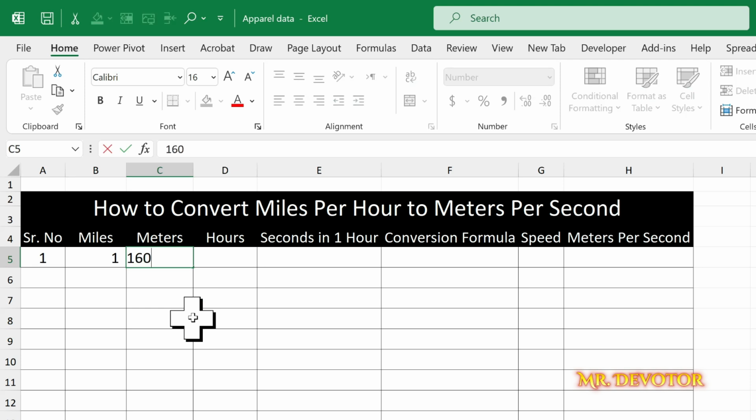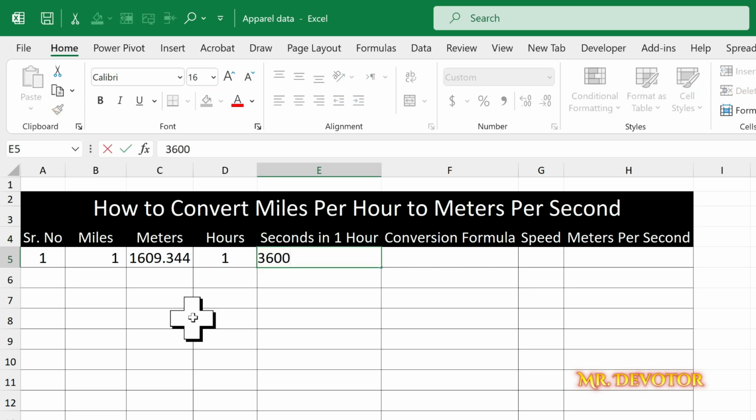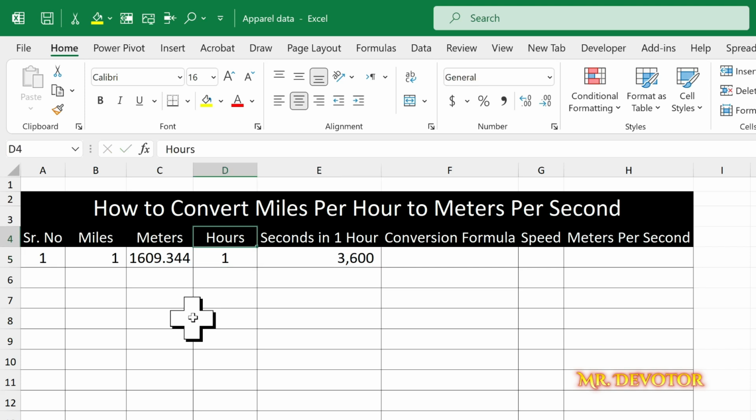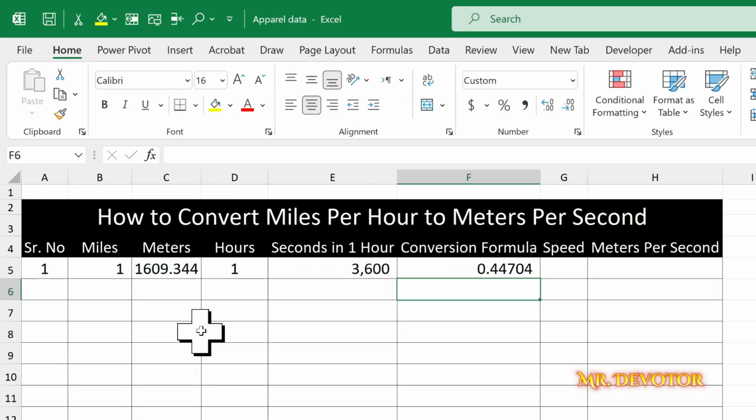This conversion works because 1 mile is equal to 1609.344 meters and in 1 hour there are 3600 seconds. So when you divide 1609.344 by 3600 you get 0.44704 meters per second, which is the conversion factor.